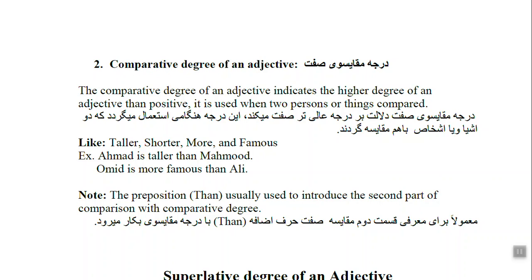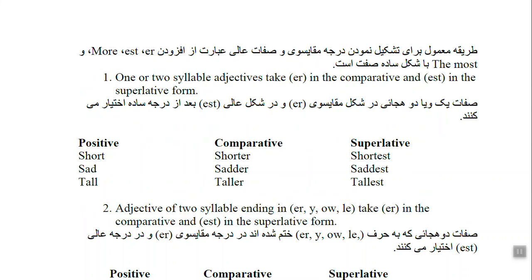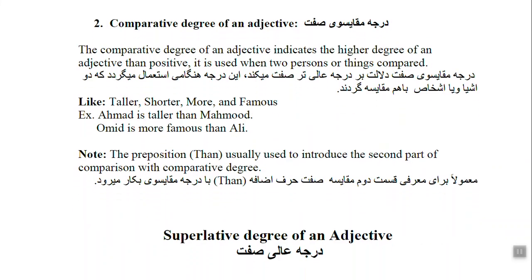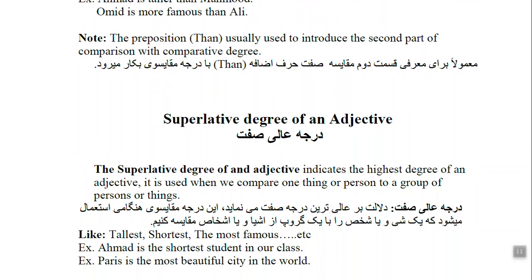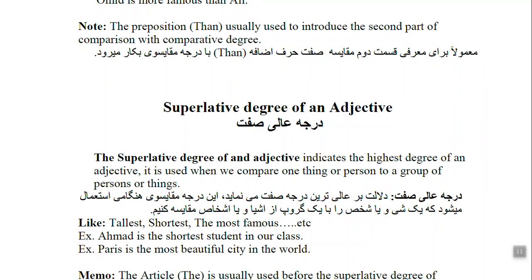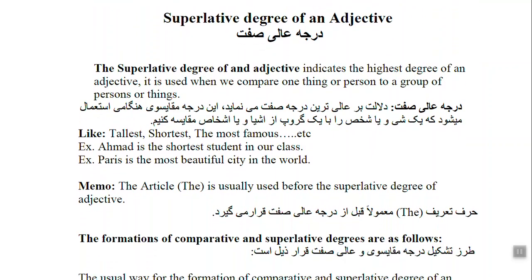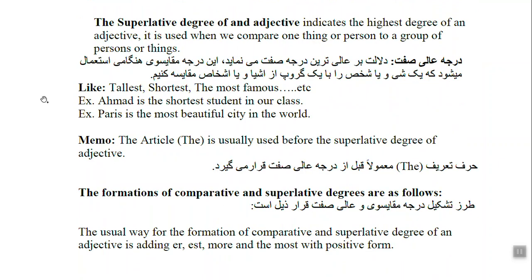Okay, superlative degree. The superlative degree of an adjective denotes the highest degree of quality. It is used when more than two persons or things are compared, or one person with a group of persons, one thing with a group of things. For example, tallest, shortest, the most famous. Ahmad is the shortest student. Paris is the most beautiful city in the world.